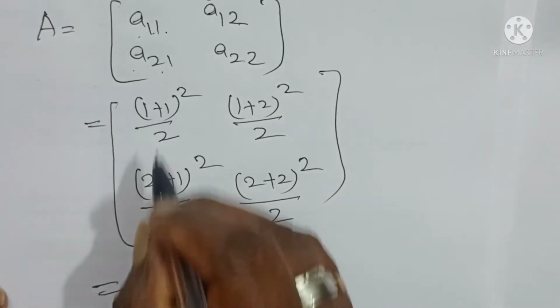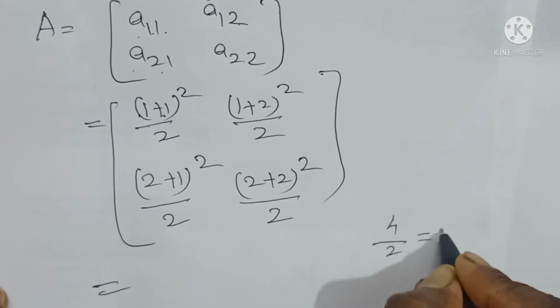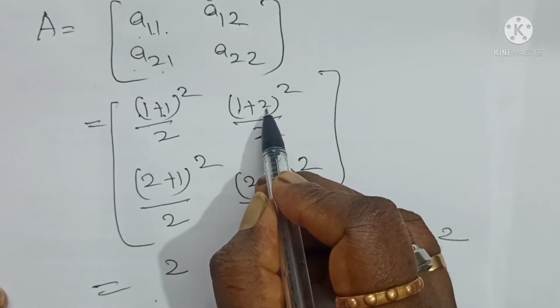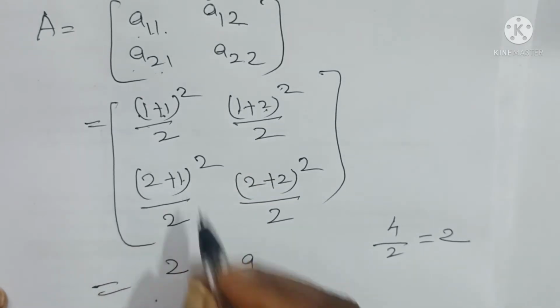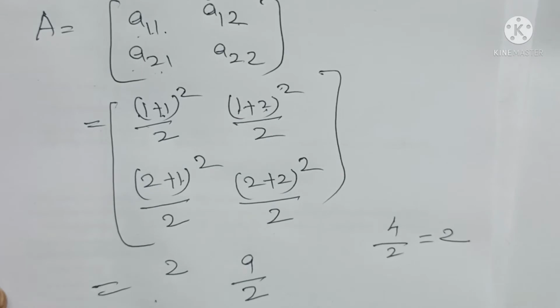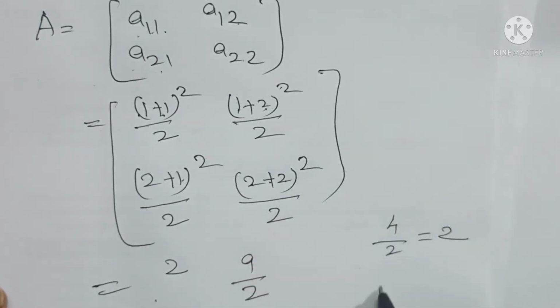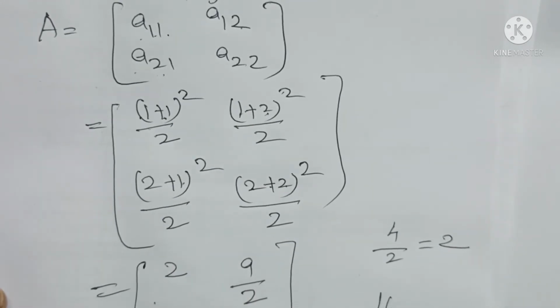So 1 plus 1 is 2, 2 square means 4. So 4 by 2 is equal to 2. So the first term is 2. Then what is 1 plus 2? 3. 3 square is 9. So 9 by 2. Here also 3 square by 2, 9 by 2. Here what is 2 plus 2? 4. 4 square means 16. So 16 by 2 is equal to 8. So this is the answer.